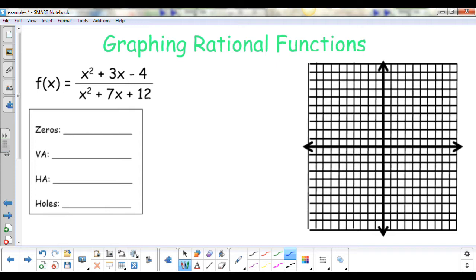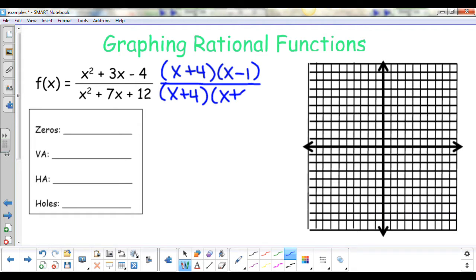So I have an x squared plus 3x subtract 4 in my numerator, so I'm going to factor that. And I get x plus 4 and x subtract 1. In my denominator, I have x squared plus 7x plus 12, and I'm going to factor that as well. And I get x plus 4 and x plus 3.